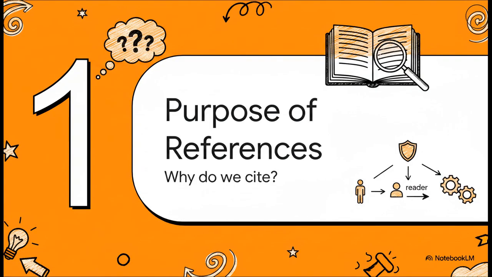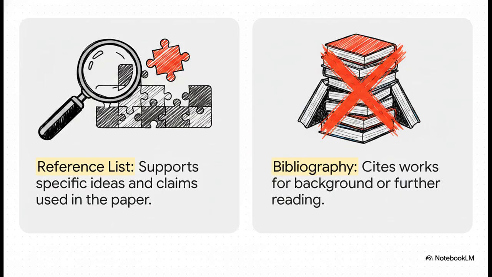Okay, Section 1, the purpose of references. Right off the bat, there's a really crucial distinction in APA style. Generally, you create reference lists, not bibliographies. Why? Well, because every single entry in a reference list has to directly support the specific ideas, claims, and concepts used in your paper. You're not just throwing in everything you read for background context, right? You are strictly listing the hard evidence that props up your specific arguments.